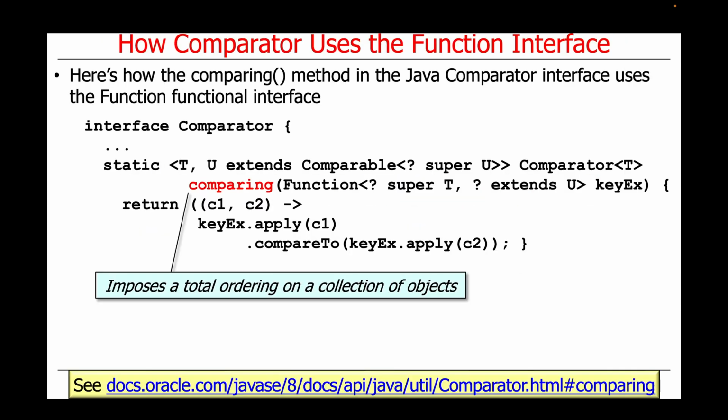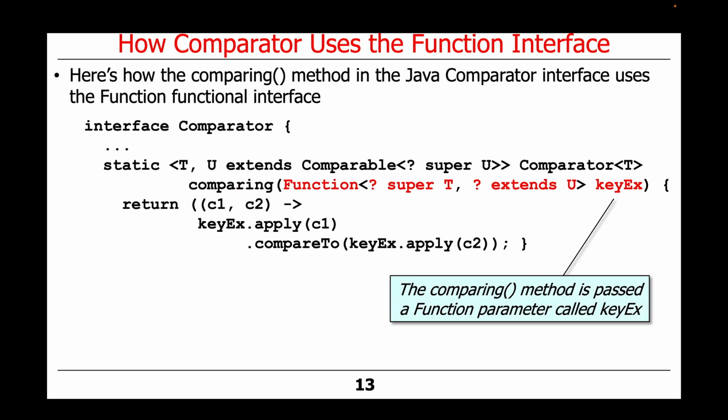So the comparing method is defined in the Comparator interface as a static method, which means it can be given a default implementation, as we see here. And as I mentioned before, the purpose of comparing is to impose a total ordering on a collection of objects. And it does this by taking a function called keyEx as a parameter. And of course, the function is going to take a value, which is type T, and it's going to return a value, which is type U. So let's see how this gets used by the comparing method in the Comparator interface.